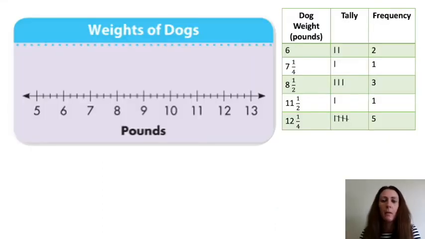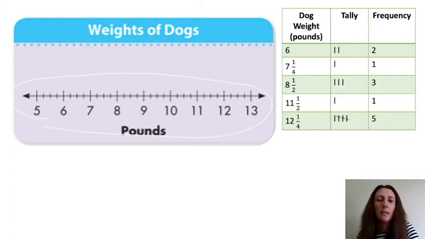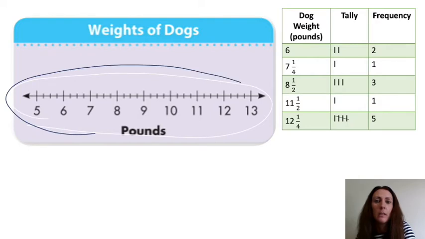Now that we have our frequency table created, we need to go ahead and create our line plot. So you can see on the screen that I went ahead and created the number line for our line plot. You can see that here. I should probably pick a different color besides white.